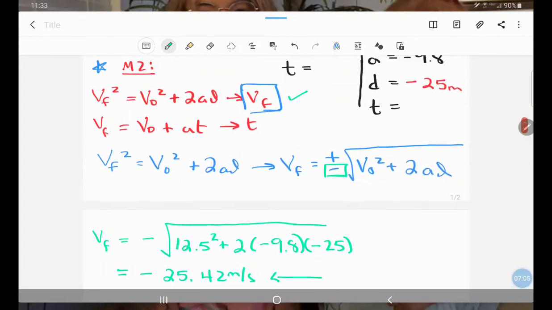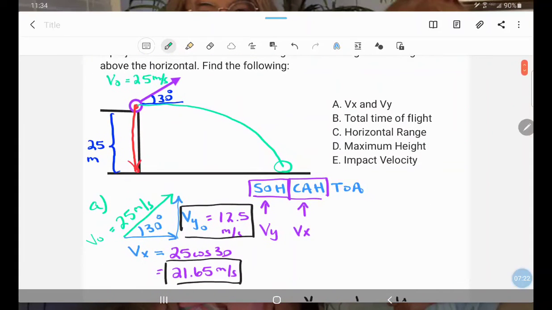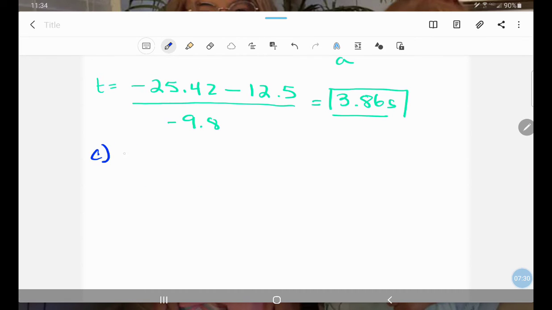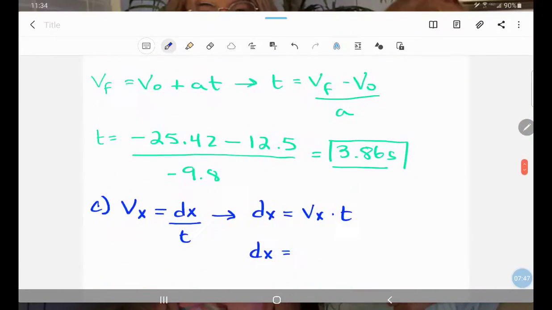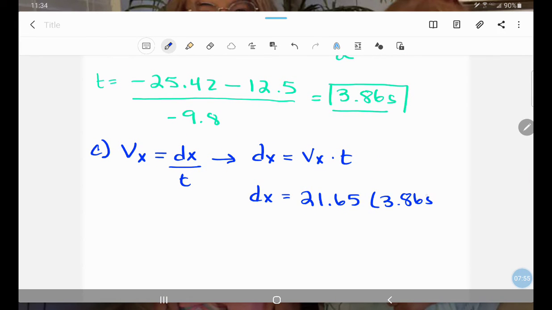The beauty of this, guys, is because I've made a chart here, this is 3.86 seconds. And the vertical and horizontal motions are connected together, so this is also 3.86 seconds. Brings me to part C, which is horizontal range. So in the x direction, the only equation I have is Vx equals dx divided by time because there's no acceleration. So dx is going to be Vx times t. So dx is going to be the horizontal velocity, which is 21.65, times our time of 3.86 seconds. Giving us 83.77 meters.